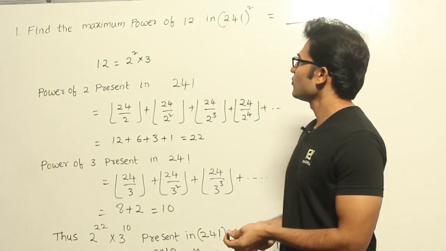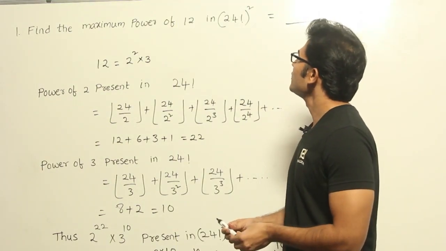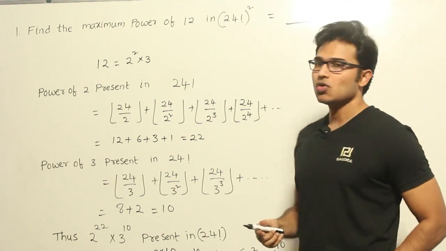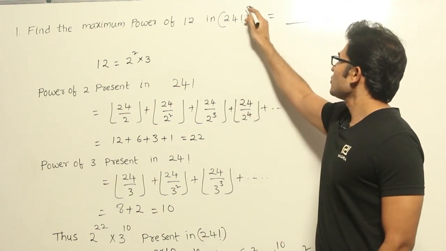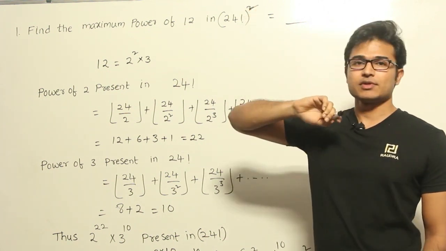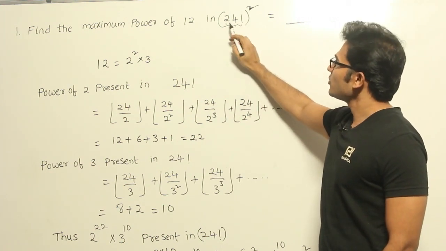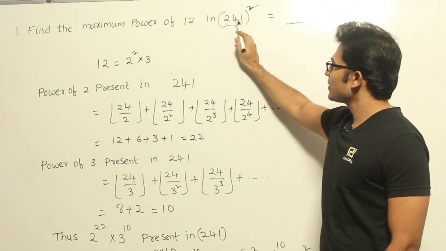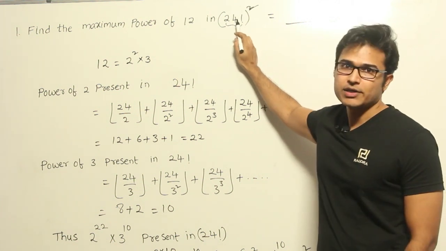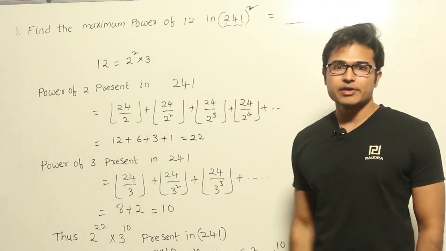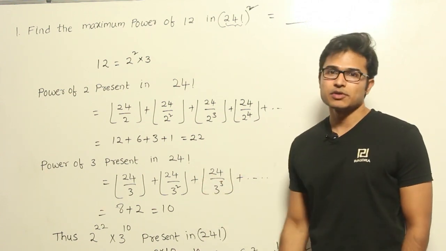Now let's see this question. Find the maximum power of 12 in 24 factorial whole square. Okay, 24 factorial and then whole square is there. So in order to find it out, you should know the method that we follow is, after you write the prime factorization of 24 factorial, you can count how many 12s are there using the prime factors only.